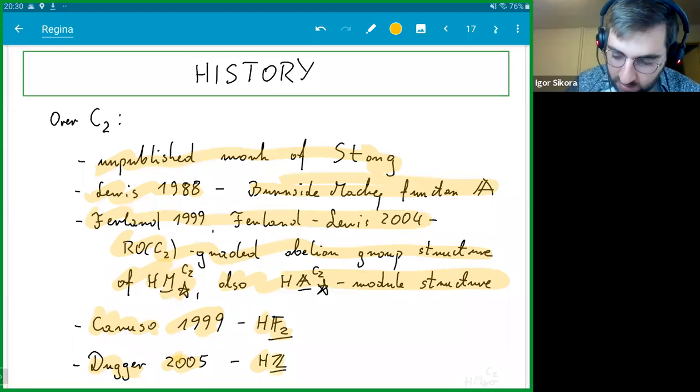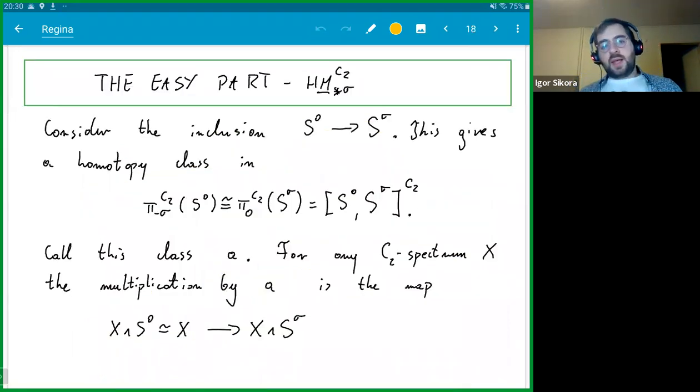Okay, now let's proceed to some actual computations. The computations of the coefficients of these Eilenberg-MacLane spectra have two easy parts. The first one is the horizontal line. So this one we already know. It is very easy. It is concentrated in degree 0, and in degree 0, it is just the top level of our Mackey functor. So this is easy.